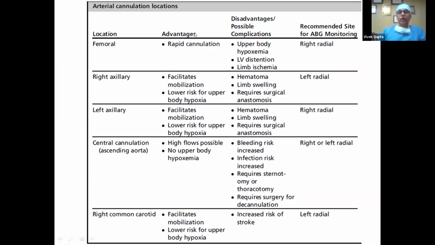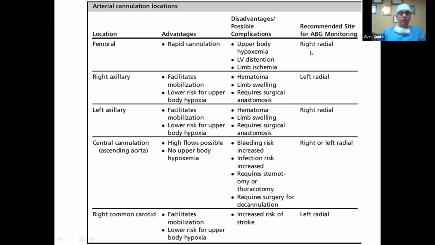The advantage is we can do a rapid cannulation, but there is always a risk of upper body hypoxemia or differential hypoxemia. And because the blood is flowing in the opposite direction, it may affect the aortic valve opening and can lead to LV distension. And because distal limb perfusion may be compromised, there is a risk of limb ischemia. Whenever we are doing a femoral artery cannulation, we should remember that blood gas monitoring should be from the right radial artery. And if that is not possible, then at least we should continuously monitor the oxygen saturation in the right fingers.